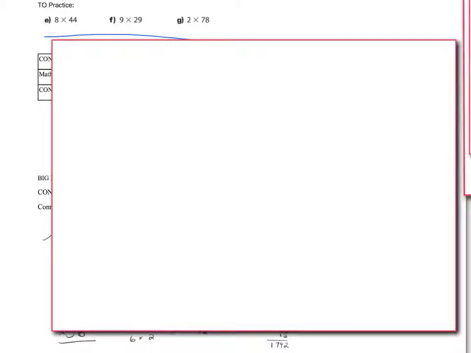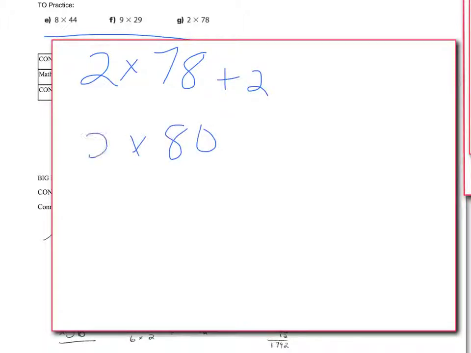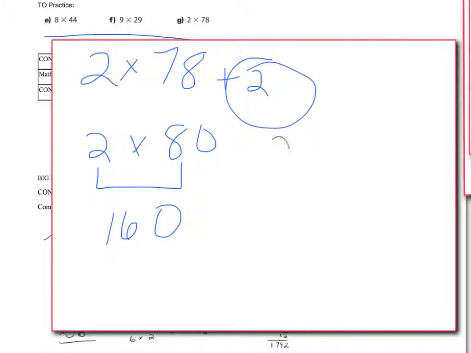All right, my last one. 2 times 78. And if I look at this again, doubling and halving doesn't really help me here either. So I'm going to do that compensation, compatible numbers. And I'm going to add 2 here to make this 80 times 2. So 2 times 8 I know. 2 times 8 is 16. I add my 0.